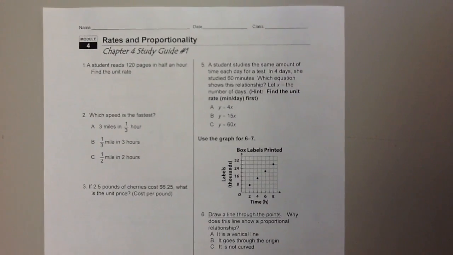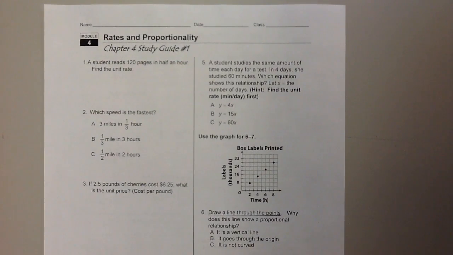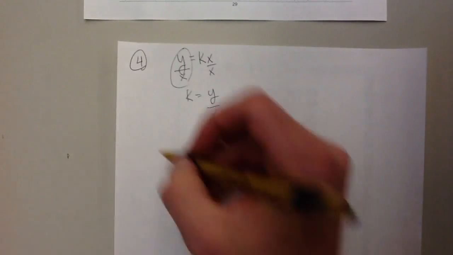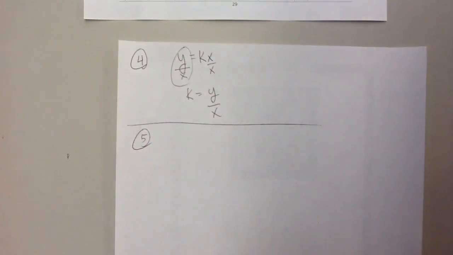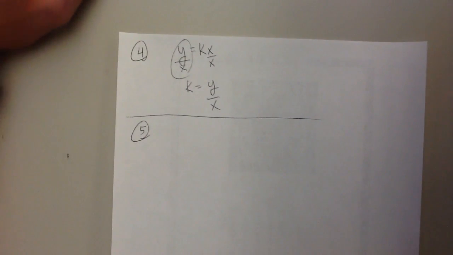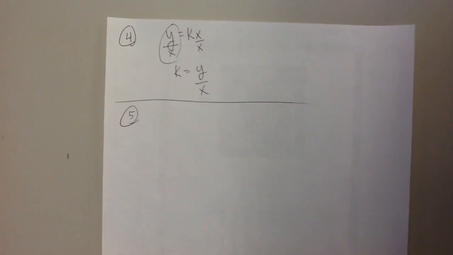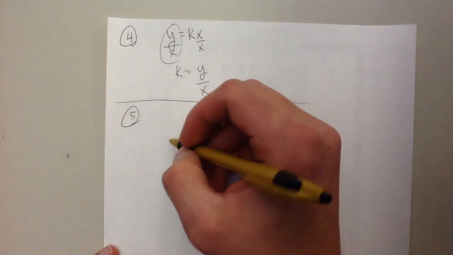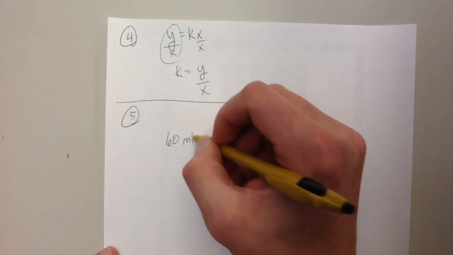Okay, number 5 says a student studies the same amount of time each day for a test. In 4 days, she studies 60 minutes. Which equation shows this relationship? Let x equal the number of days, and here's a hint. Find the unit rate in minutes per day first. Okay, so for number 5, I'm first going to write the rate in the problem. I'm going to write the rate so that I can find the unit rate, which was the helpful hint given to me. So the rate in number 5, the student studies for 60 minutes.